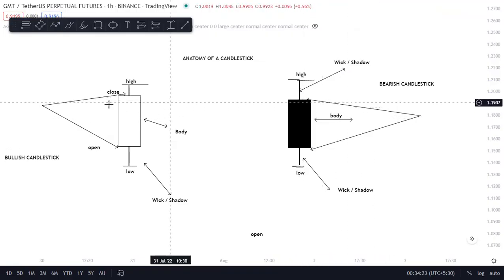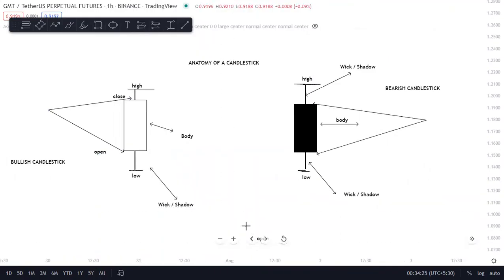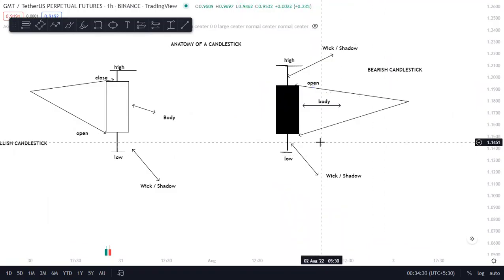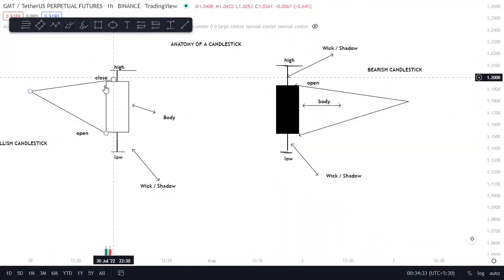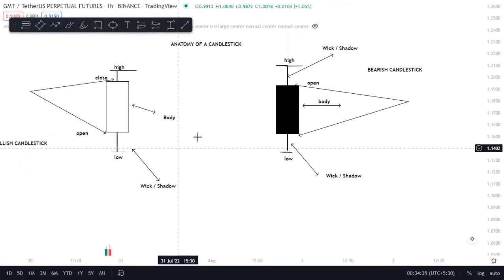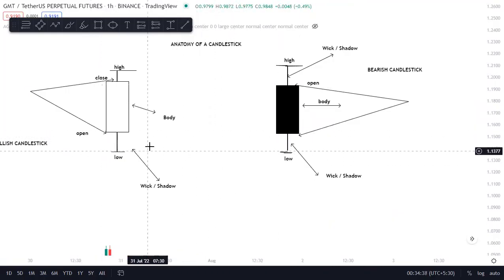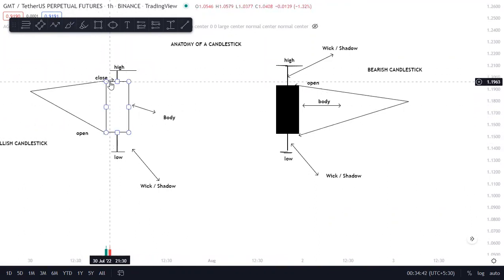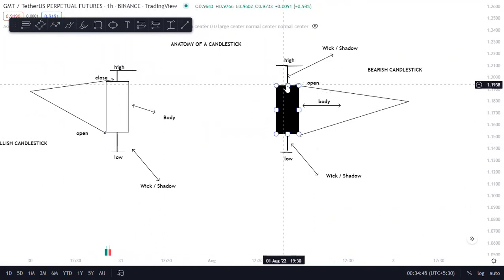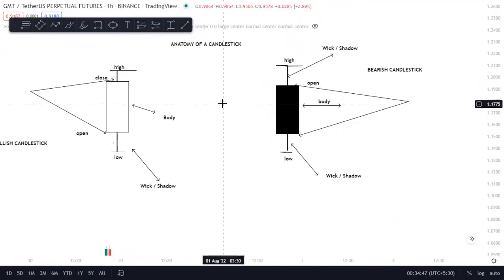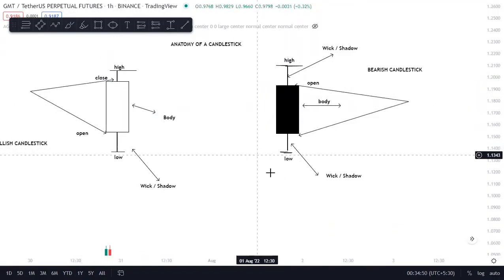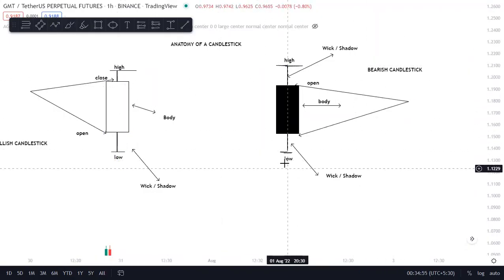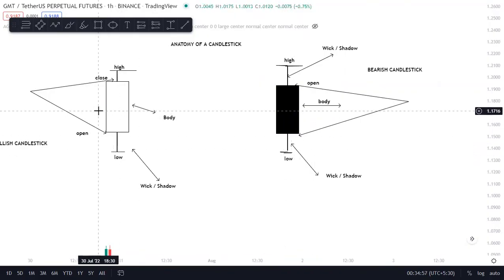Now these are open and these are close. We have the open here. Price opens from here in a bearish candlestick, right? And it closes at the bottom. That is the difference between these two. The difference is in their color, and how they open and close. In a bullish candlestick, it opens from the bottom and closes at the top. In a bearish candlestick, price opens from the top and closes at the bottom, opposite of the bullish one, right? Hence, everything remains the same. This remains the high, this remains the low, this remains the body, right?